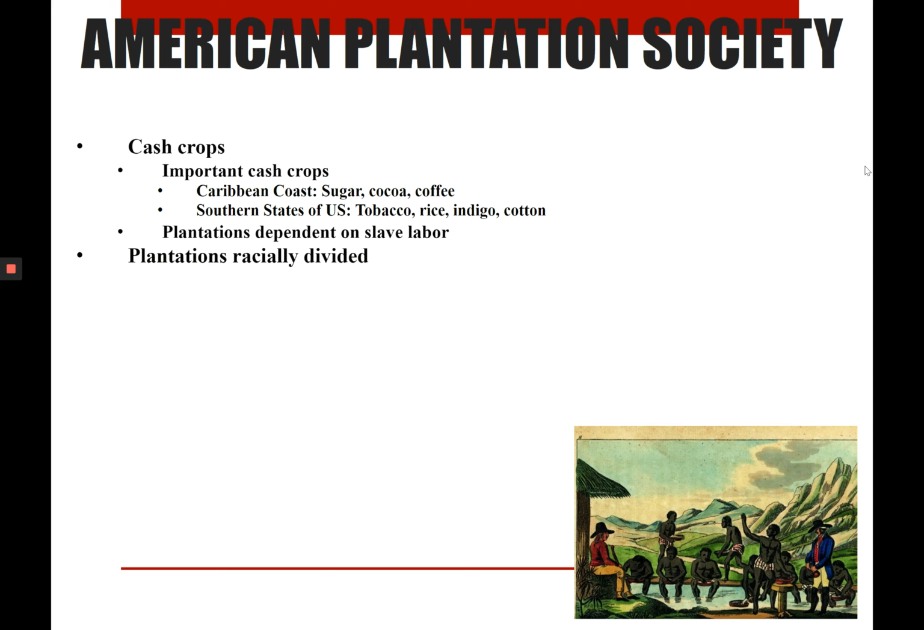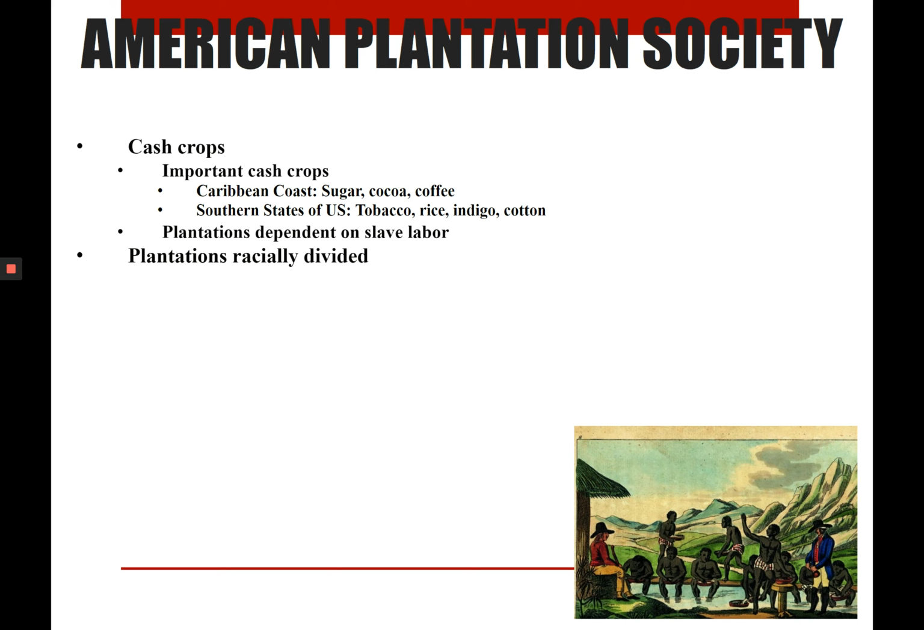So, as plantations grew, so too did the dependency on slave labor in the Americas. And most of the American economies revolved around cash crops. And so in the Caribbean, they grew large amounts of sugar, and later, by the end of this era, coffee. But sugar was by far, at the beginning of this period, the most lucrative cash crop. And so these plantations tended to specialize in a single cash crop.